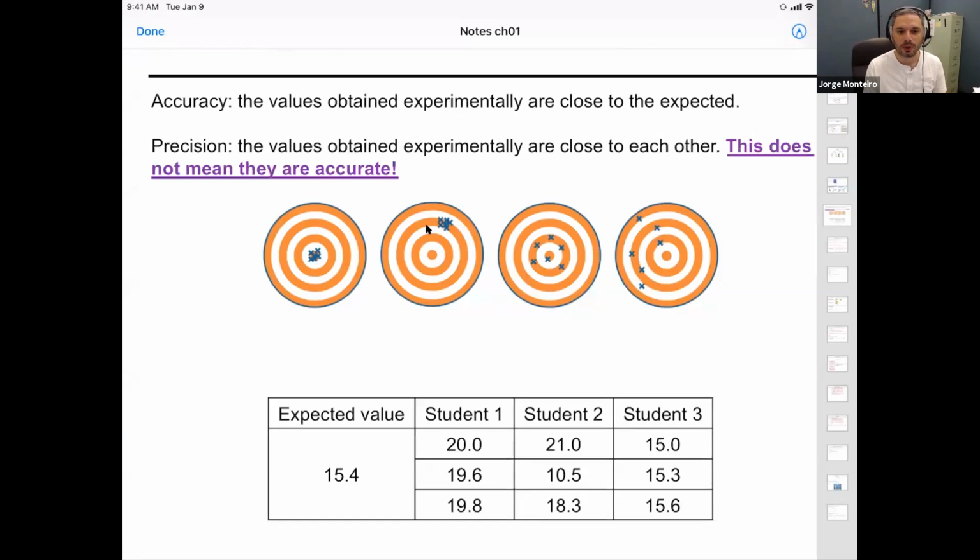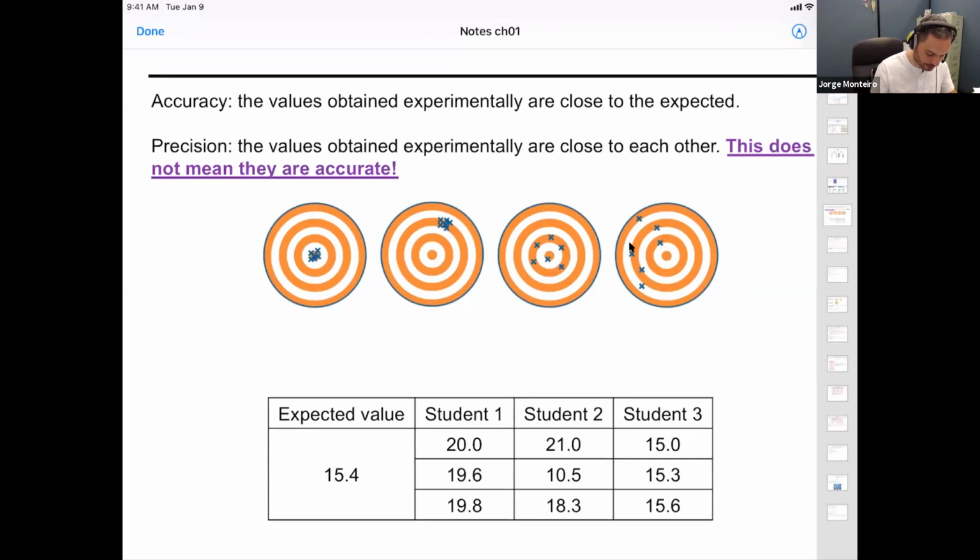Okay, so let's tackle here 4 examples, and hopefully it will be more clear for you the difference between accuracy and precision. So we have here someone throwing darts. The goal when you throw a dart is to hit the center of the circle, right? The bullseye. So the bullseye will be our accuracy.